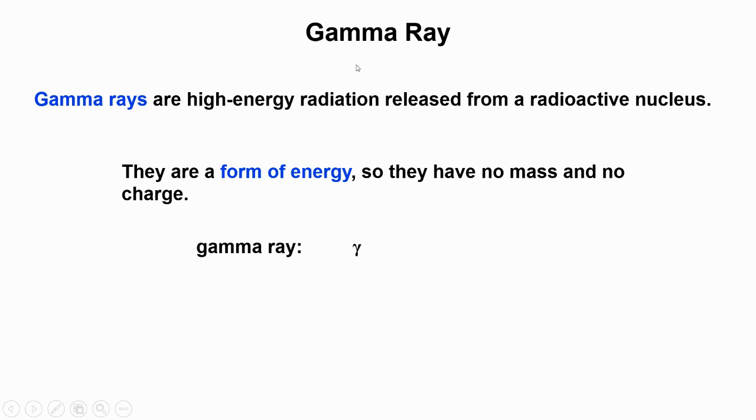So it has no mass and no charge. If you look at the symbol, we have this gamma symbol, but usually we put zeros on it. So I'm going to draw those. Usually we have a 0 here and a 0 here. So 2 zeros.